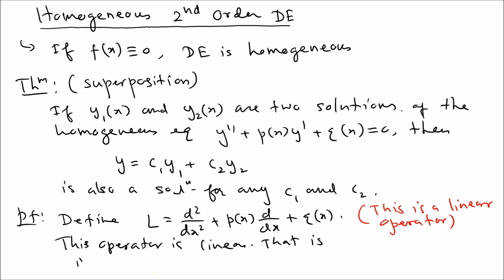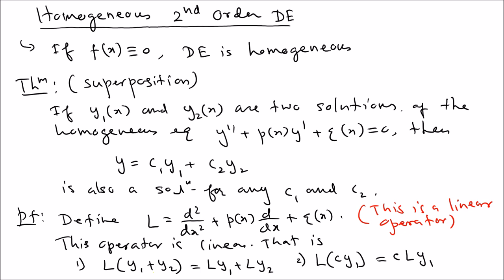That is, there are two results. The first one: L of y1 plus y2 equals Ly1 plus Ly2. That means if you have a sum, you can break it like that. That's the first condition of a linear operator. The second condition is if there's a constant c times y1, you can pull the constant out. So that's what we mean by a linear operator. Now let's use that fact.